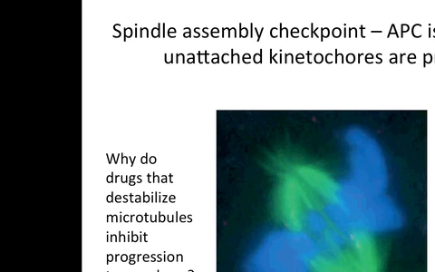That means that the spindle checkpoint is being triggered. APC is being turned off, so no chromosomes will be separated until this is fixed. So you'll either get cell cycle arrest or apoptosis. So you're supposed to prevent things from going wrong, right?